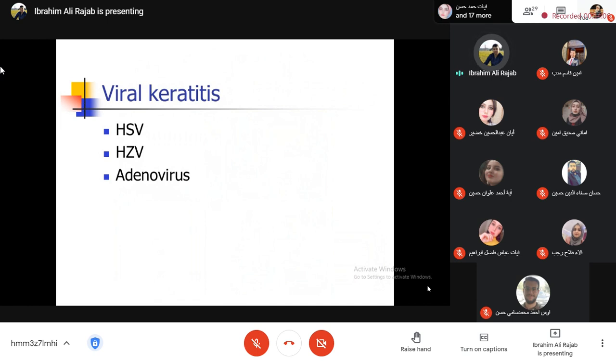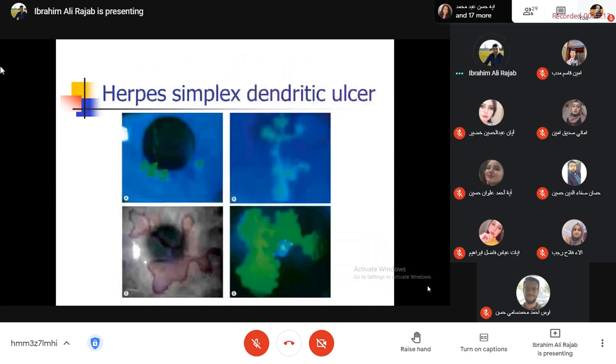Viral keratitis may be herpetic, such as herpes simplex or herpes zoster, or adenoviral. In herpes simplex there is a striking sign which is called a dendritic ulcer. An ulcer which has a branching like a tree is called a dendritic ulcer. We should know this ulcer.